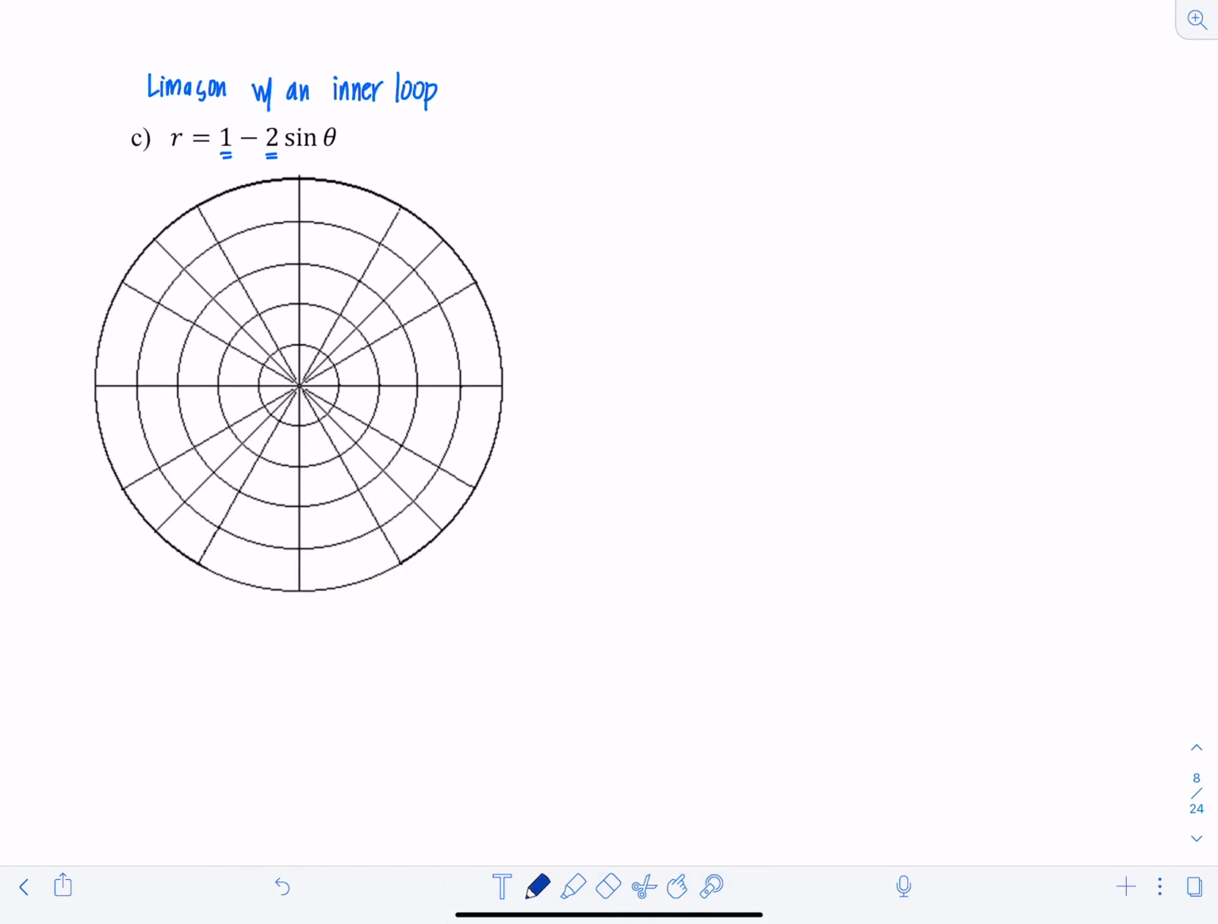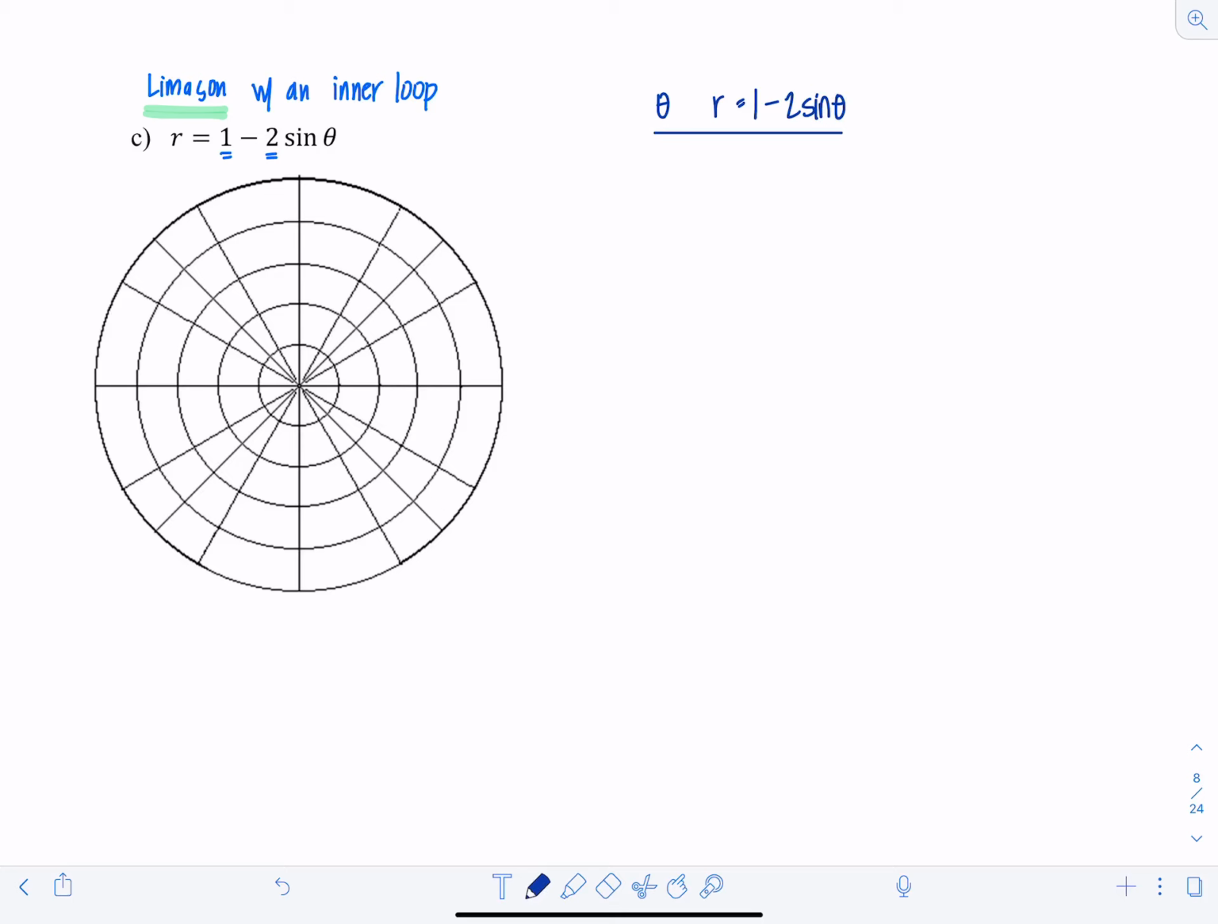Now I'm doing my best to pronounce this according to the French pronunciation because it's a French word, but excuse me, I haven't taken French in several years. And maybe if your teacher doesn't even bother, they'll say something like limacon, which, anyways.